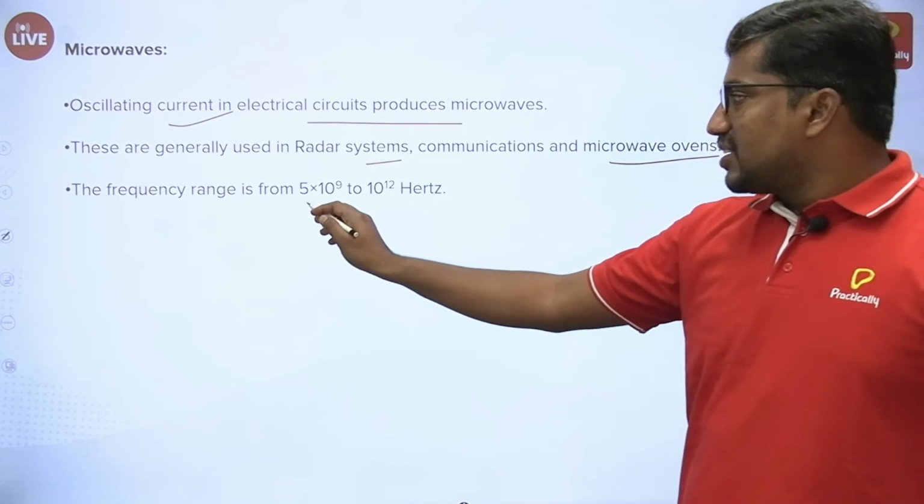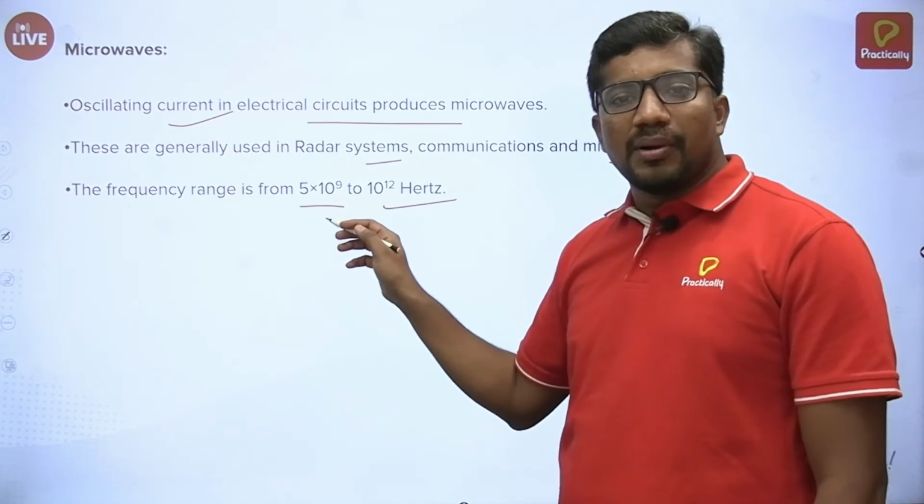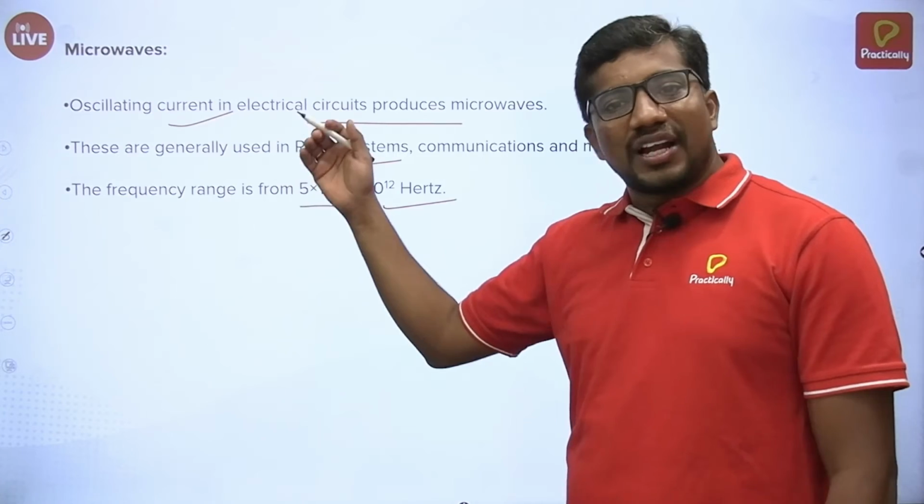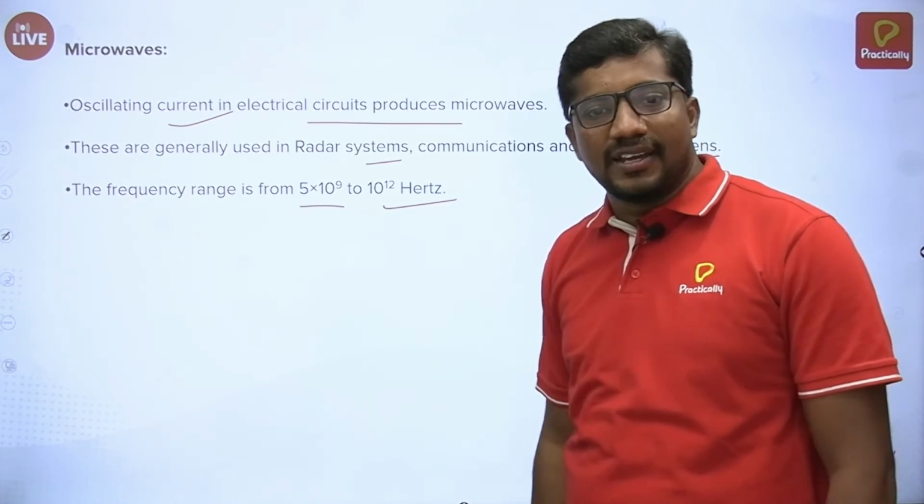The frequency range of this is 5 × 10^9 Hz to 10^12 Hz. The order is easy to remember, and if you go through that frequency chart once, that will help you remember these frequency ranges.